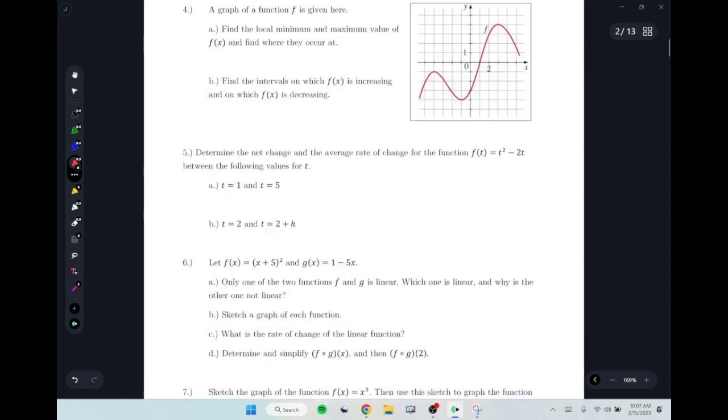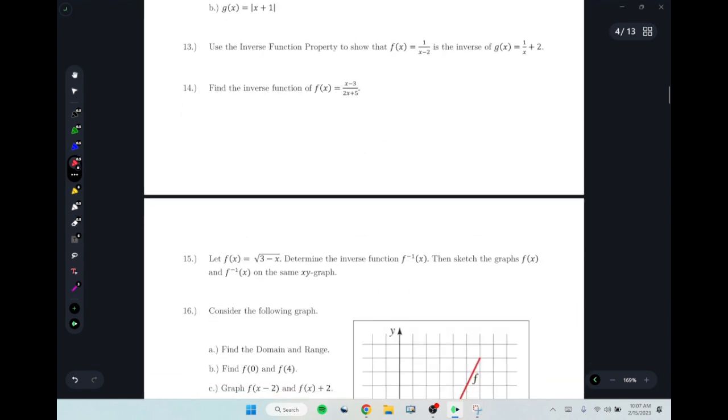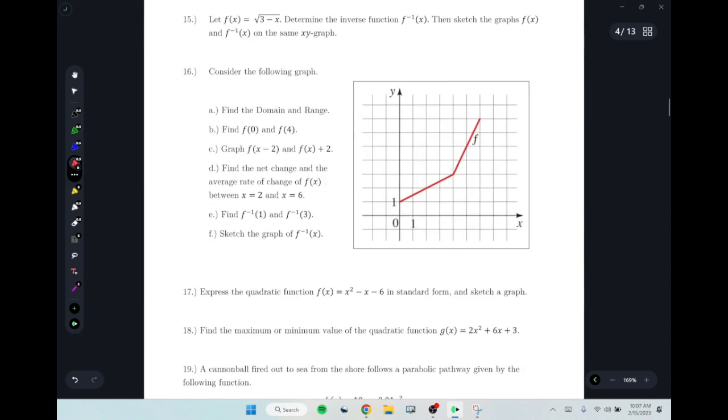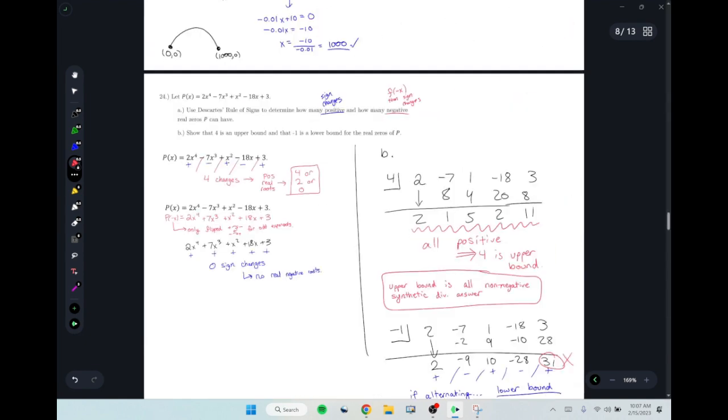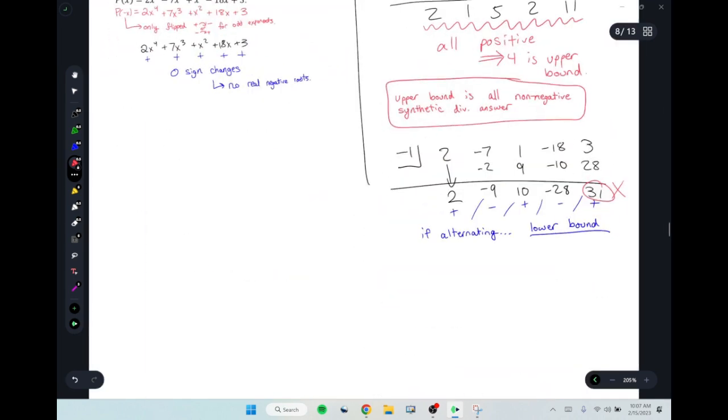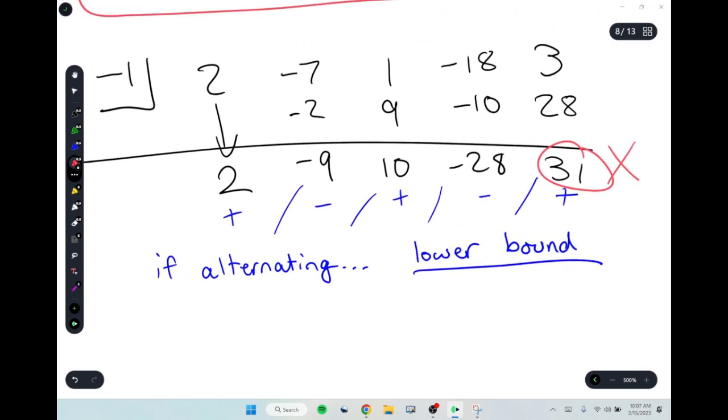Wait, did we make any notations for the lower bound? Yeah. What did we say? We said if alternating, then it's a lower bound, and it was alternating: positive, negative, positive, negative, positive, negative. So the boundary is negative 1. So what happens if it's zero? That's not a condition. We don't know. There's no special rule for that yet.